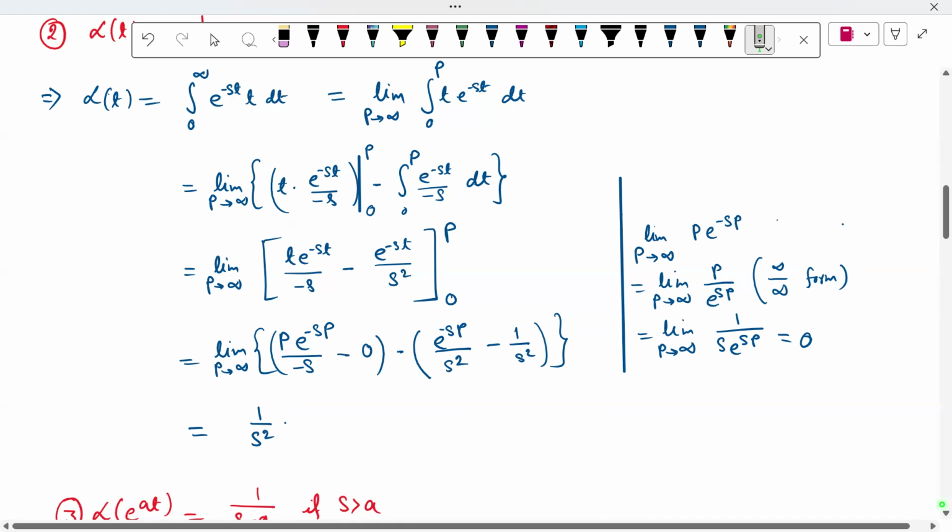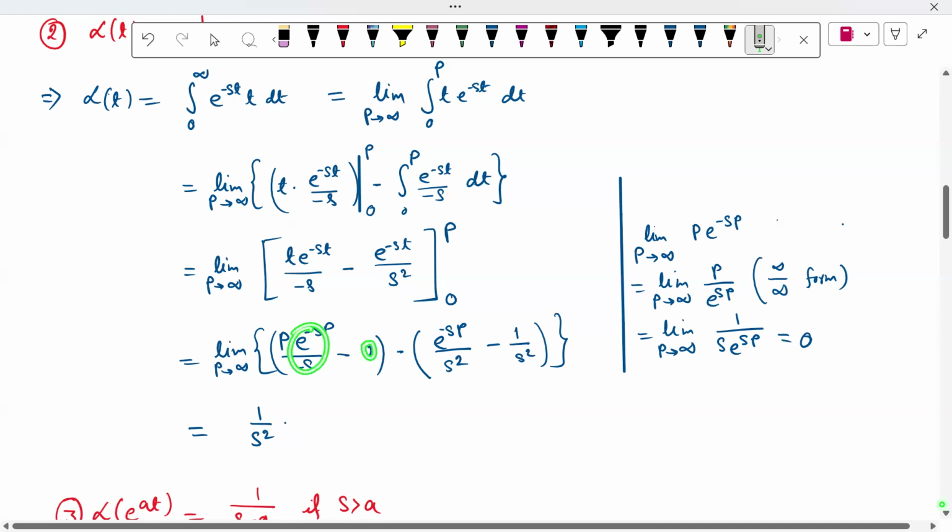Now use the L'Hopital rule. We differentiate the numerator and the denominator with respect to p. If we differentiate p with respect to p, we get 1, and if we differentiate e to the power sp with respect to p, we get s e to the power sp. Again, as p tends to infinity, the denominator becomes infinity, and 1 by infinity tends to 0.